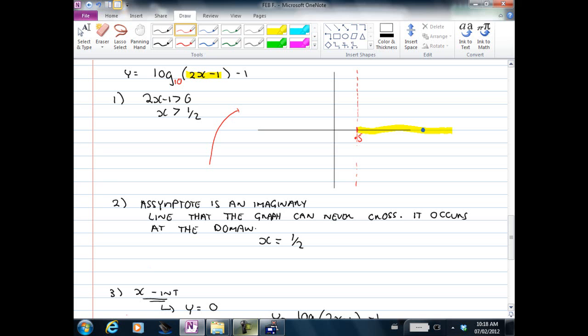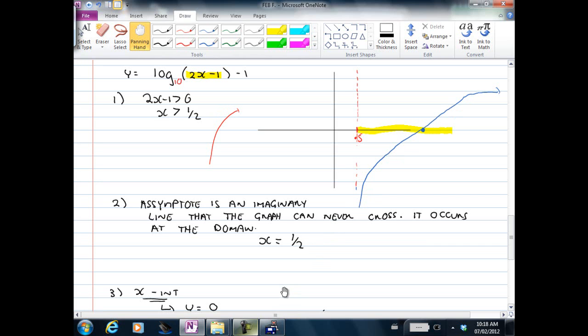I know it's going to start somewhere here, close to this asymptote, and it's going to go up, up, up, and I just go with the flow. And it slowly curves, something like that. Okay. And that's all there is to doing a log graph. Very simple. It's dependent on your base. That base is key. The shape of it.